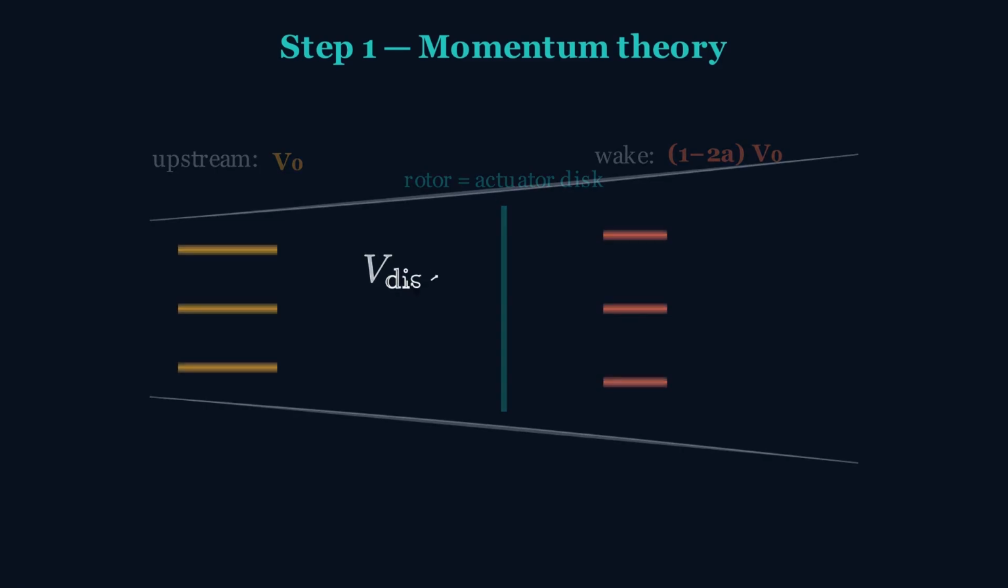We measure that slowdown with a single number, the axial induction factor, a. At the disk, the wind has dropped to 1-a times its original speed. It's the first of the unknowns we'll solve for.